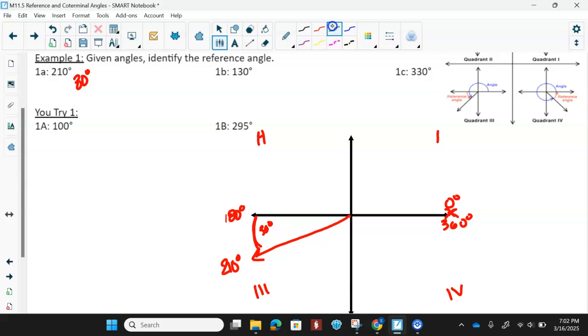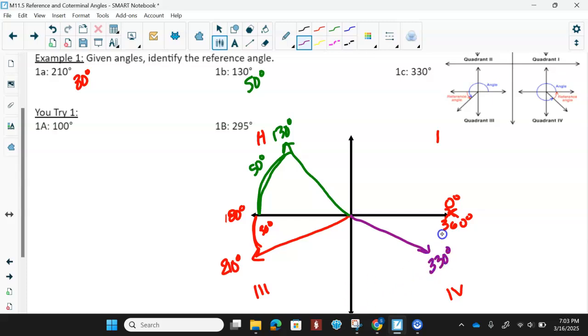Then here, 130 degrees. Well, 130 is here, in quadrant 2. So what is the distance from the x-axis? 50 degrees, right? So subtract. The reference angle is 50 degrees. Next, 330 degrees is in quadrant 4, right? Again, we're not going to go to 270, we're going to go to the x-axis. So the distance here is 30 degrees from 360. That is the reference angle.